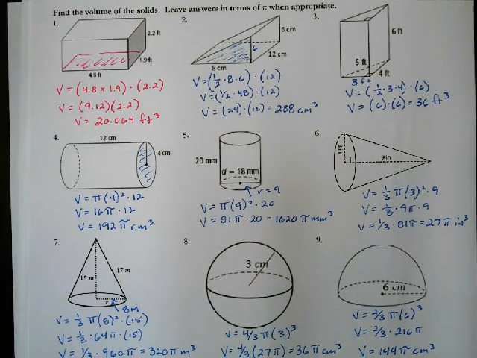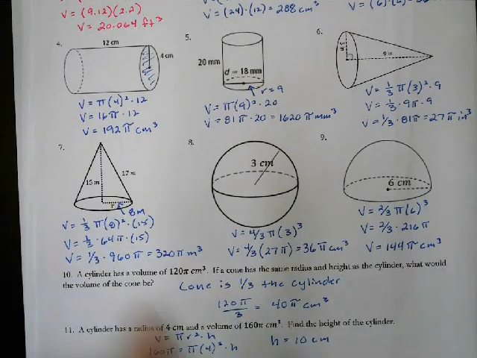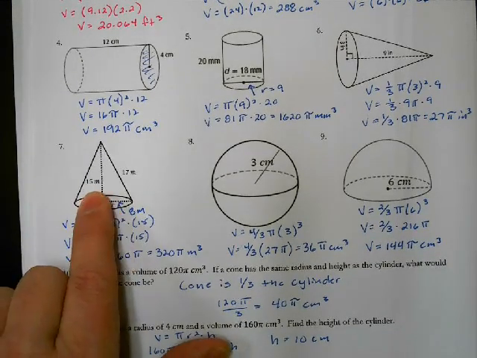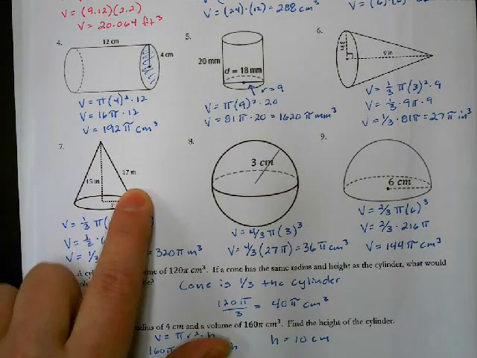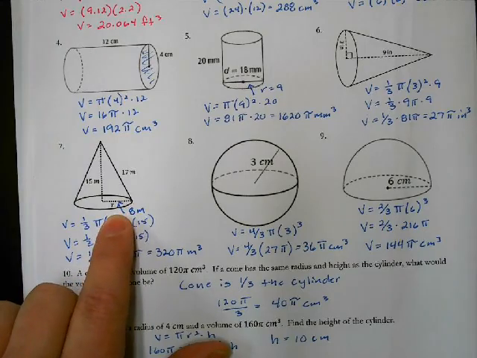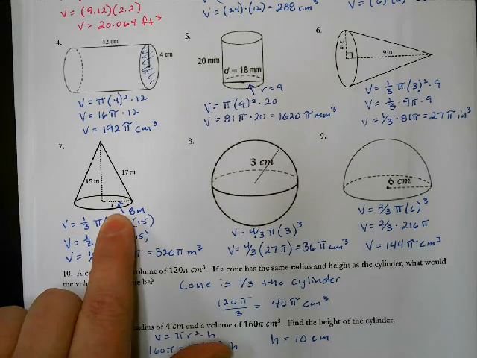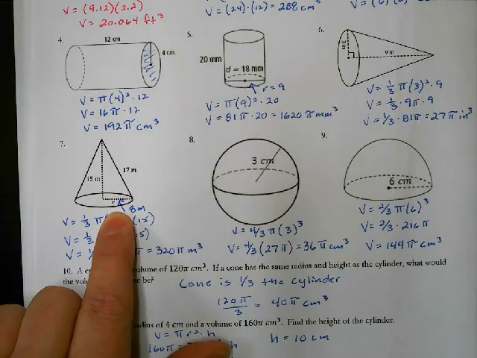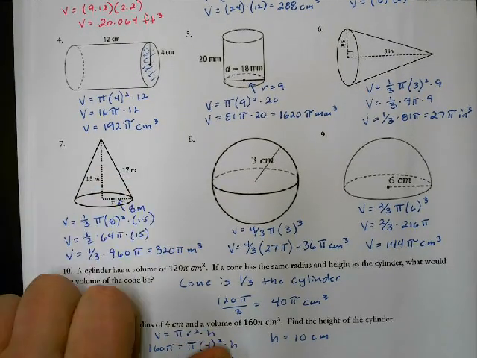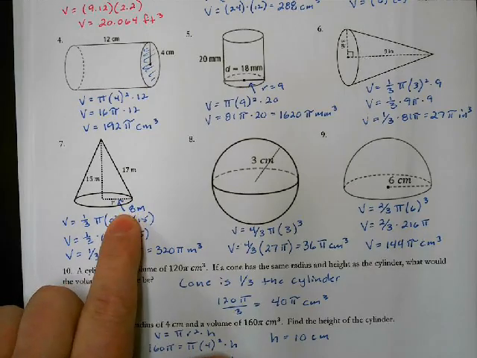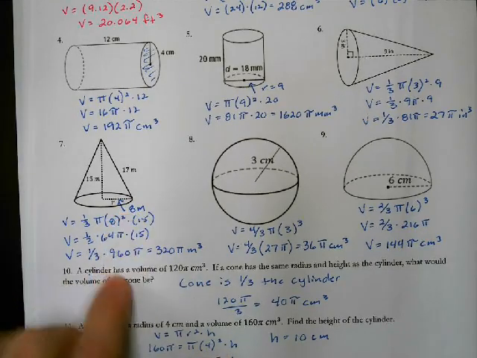Next one, we were missing the radius, but we had the height and the slant height. So we can use the Pythagorean theorem, or you can remember this is one of your triples. This is an 8, 15, 17 triangle. So you either use the Pythagorean theorem, do r squared plus 15 squared equals 17 squared. Either way, that's 8 for the radius. So we do 1/3 pi times 8 squared times 15, and we get 320 pi meters cubed.